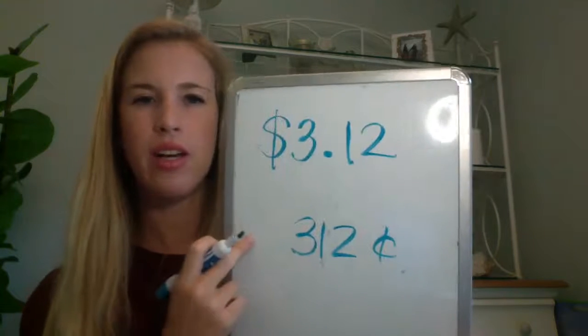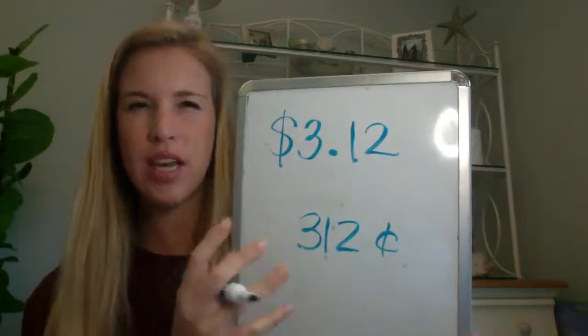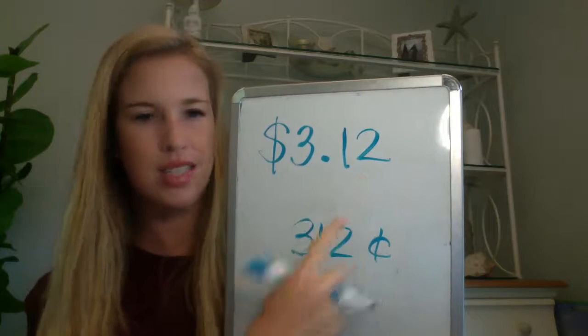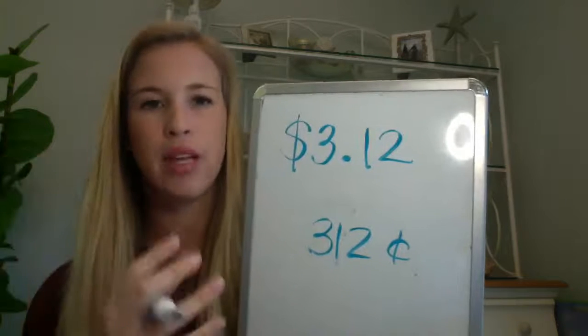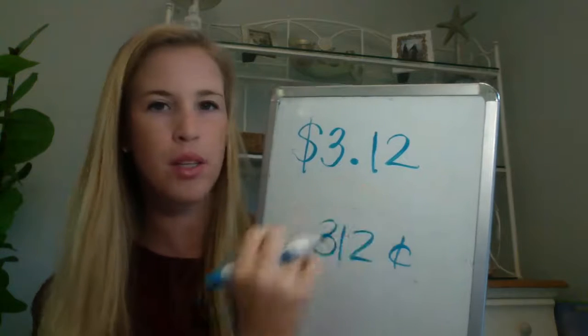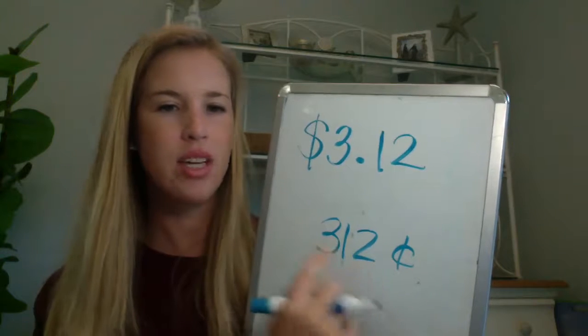Look at the similarities between these two. We looked at this yesterday a bit, but notice that the numbers are exactly the same and they're in the exact same places. The only difference is when we have dollars and cents, we separate it with our decimal. When we have just cents, we don't include that decimal point. Okay, let's try another one.